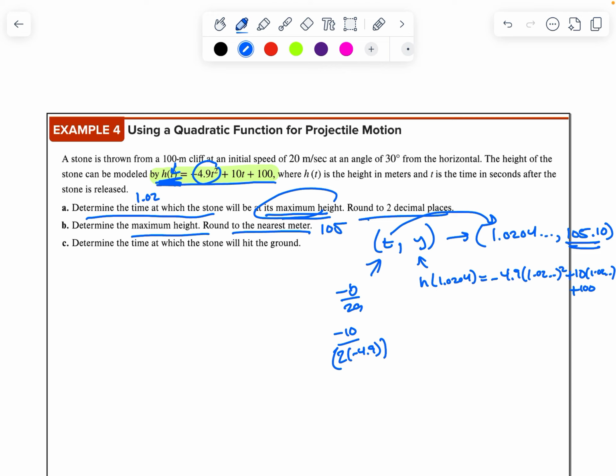The last part here, determine the time at which the stone will hit the ground. What information do you know? If a stone goes in the air and hits the ground, if we analyze that, when it hits the ground, that means it hits the x-axis. That means we're looking for an x-intercept. If we could find an x-intercept, we can find where it hits the ground. To find an x-intercept, we sub a 0 in for y.